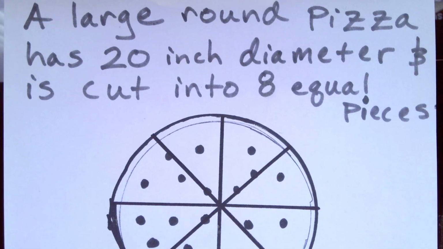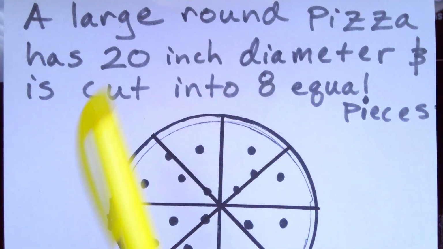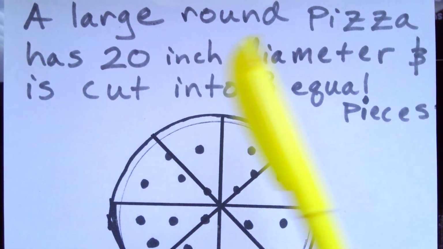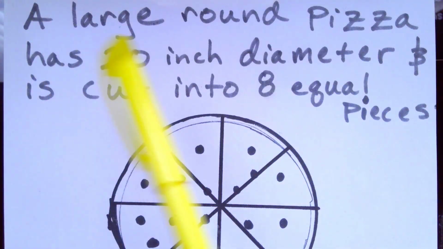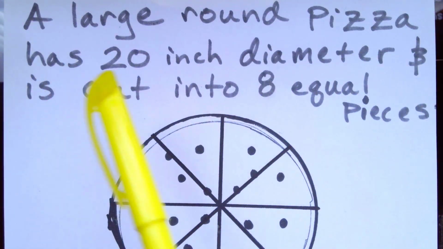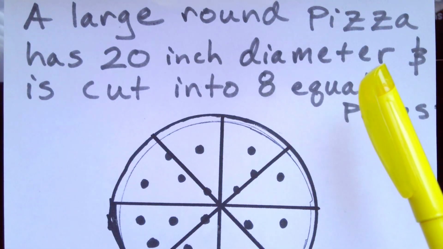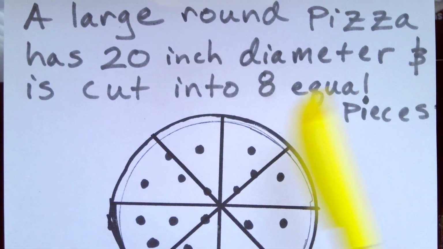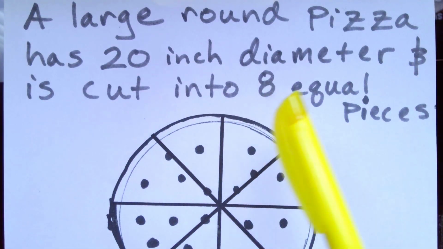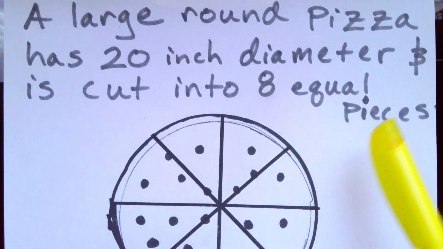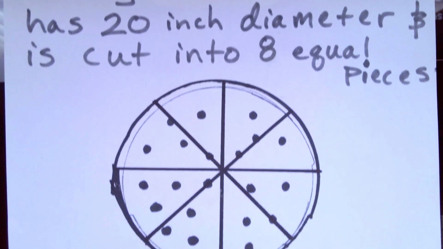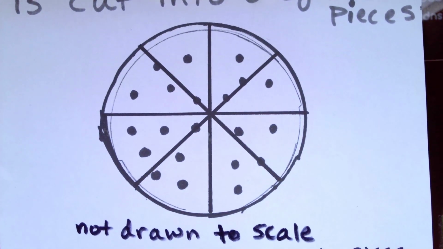So this is the second type of question using the diagram with the same facts. A large round pizza has a 20-inch diameter and is cut into 8 equal, exactly the same pieces. And you can see that right down here in this diagram.